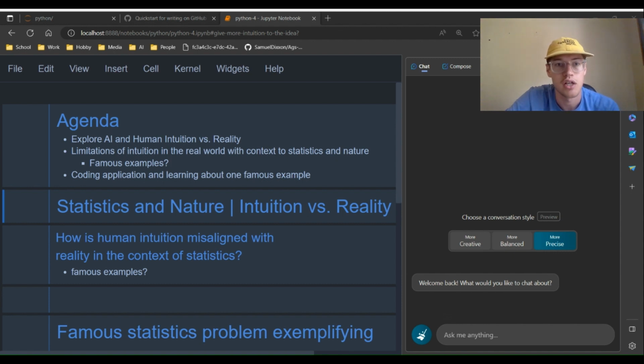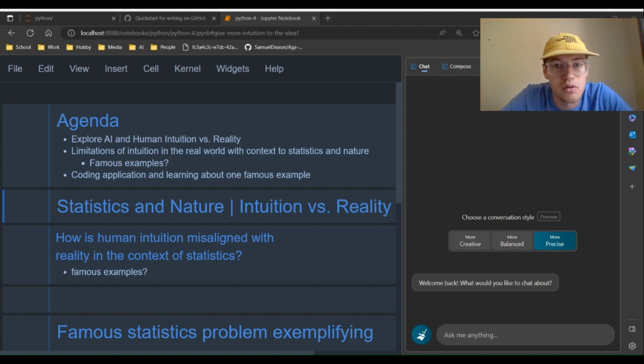Today the agenda is to explore AI and human intuition versus reality. We're going to be looking at limitations of intuition in the real world and some context to statistics and nature, some famous examples where our intuition lacks alignment with reality, and then we'll also be looking at some coding applications and learning about one particular famous example.